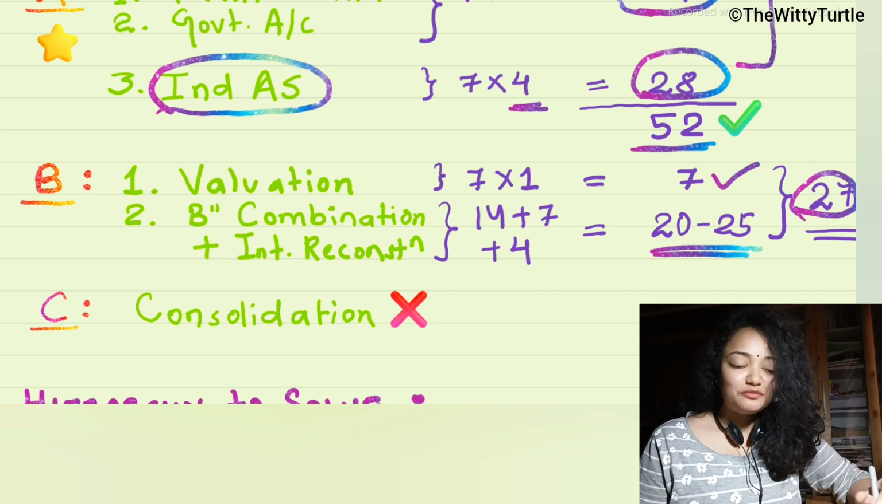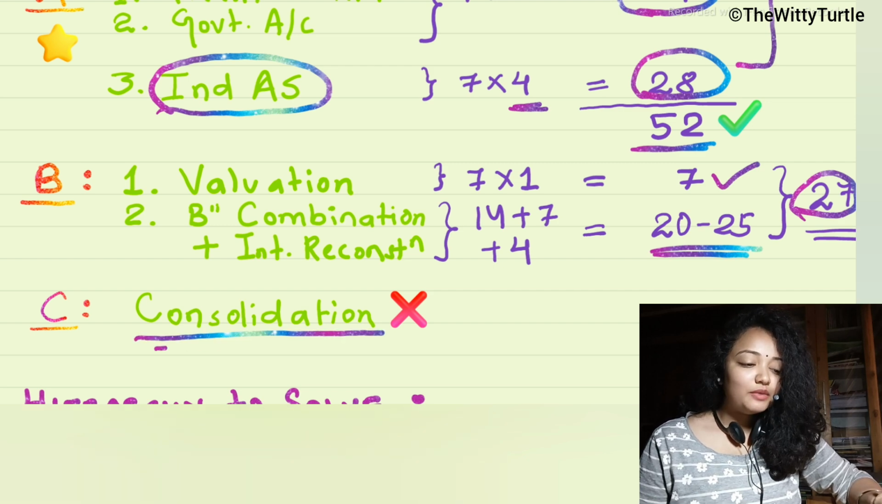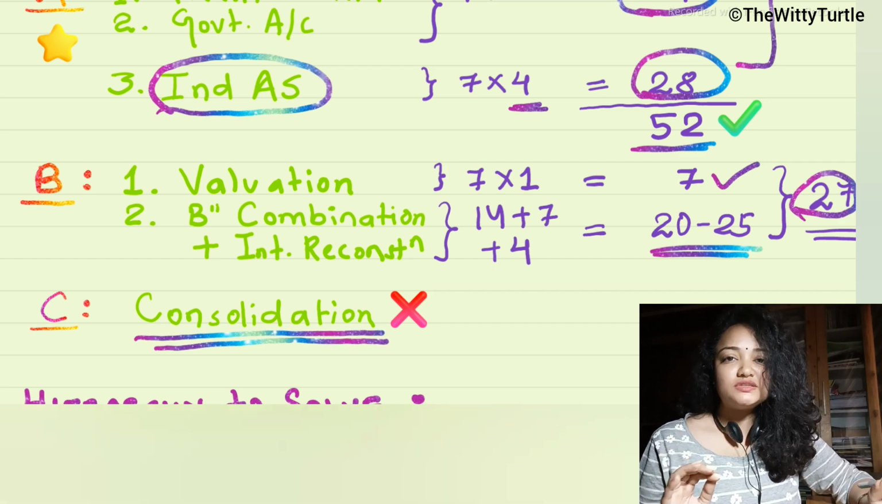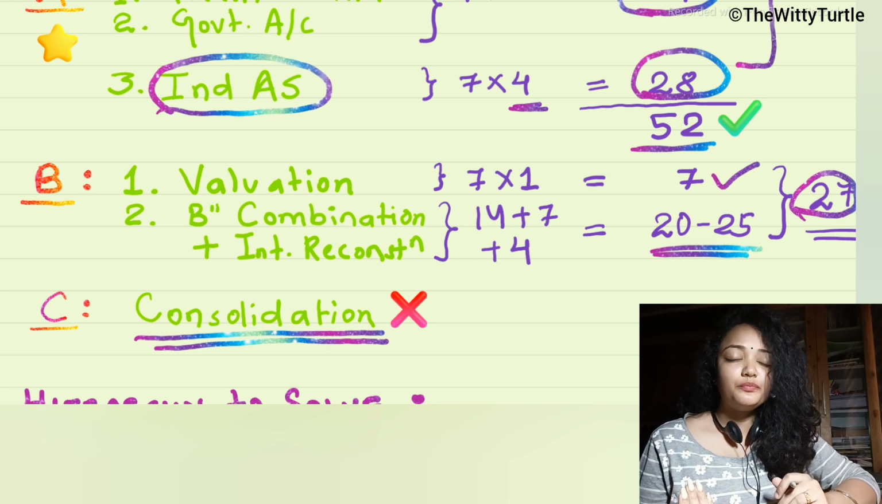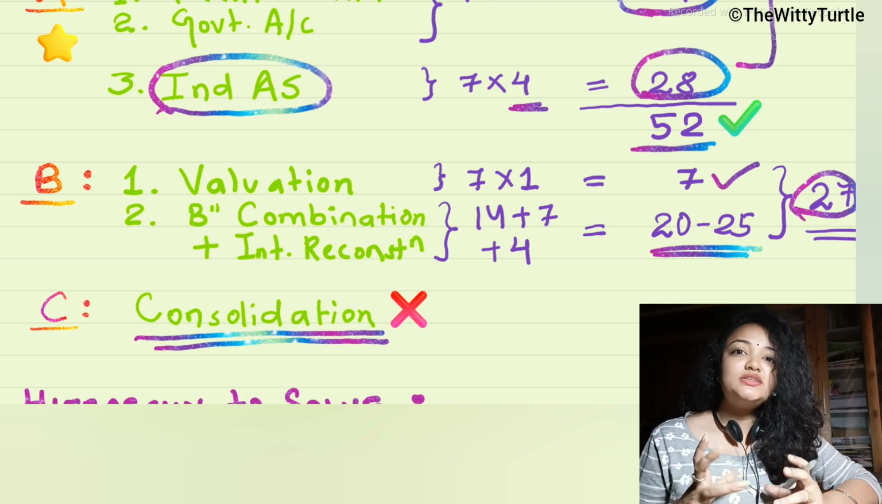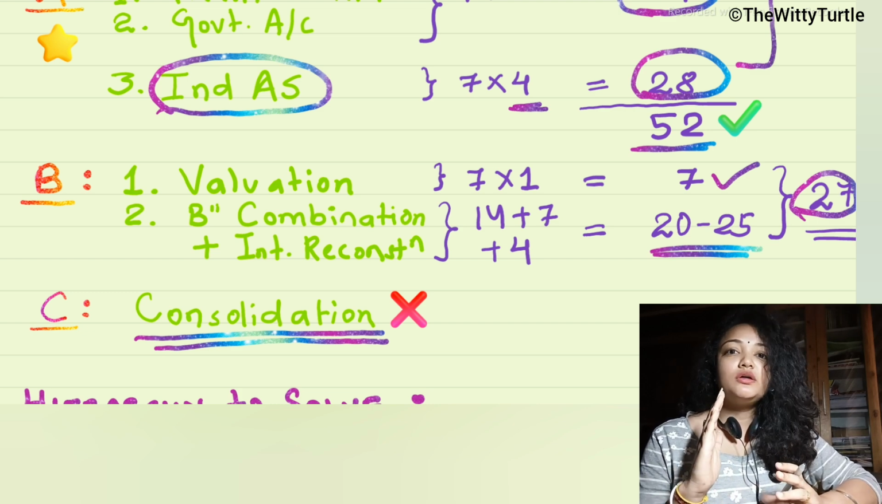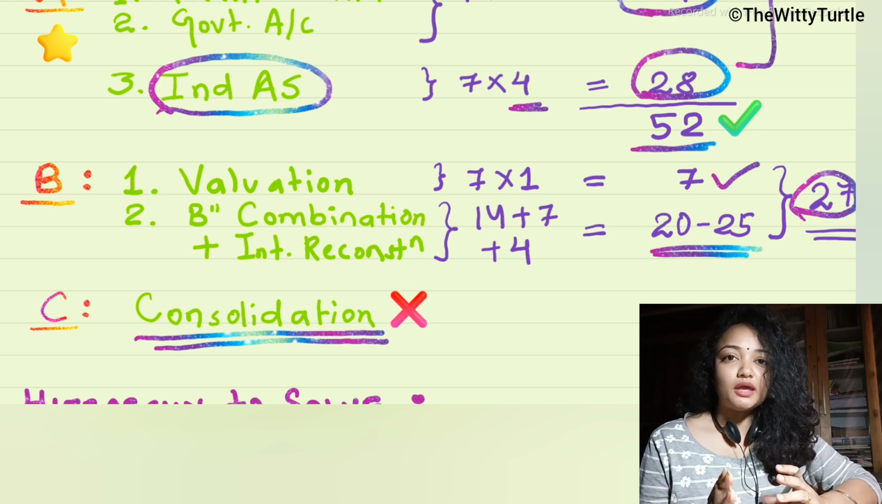Now, C category chapter is consolidation, and my recommendation would be to leave this particular chapter. Now, you might be thinking, why are you advising us to leave? Because in the exam, what is strategy? Strategy is something how you can enter into the barrier which has been set by ICMI, right?